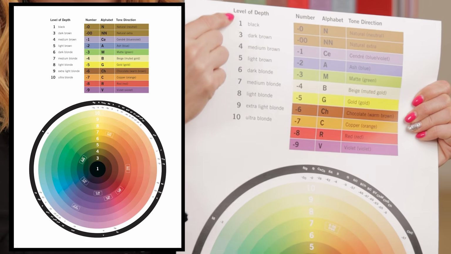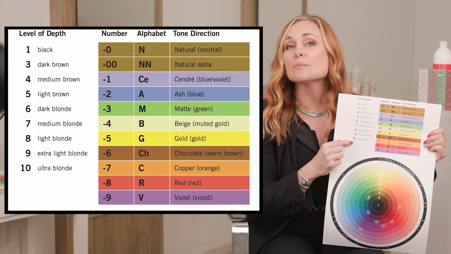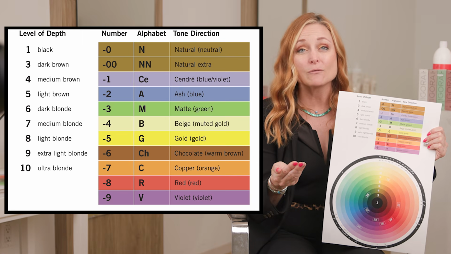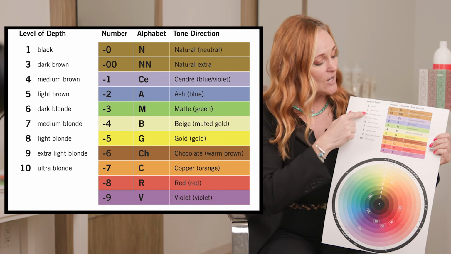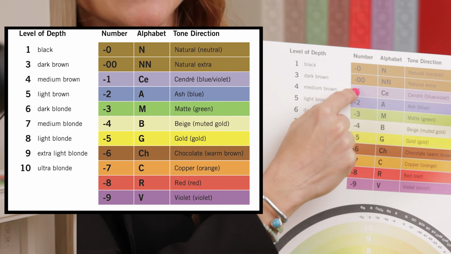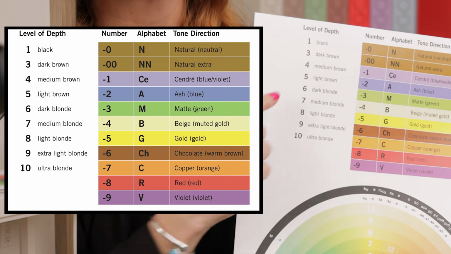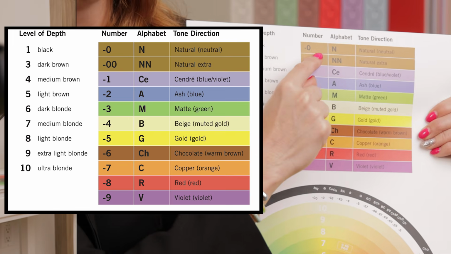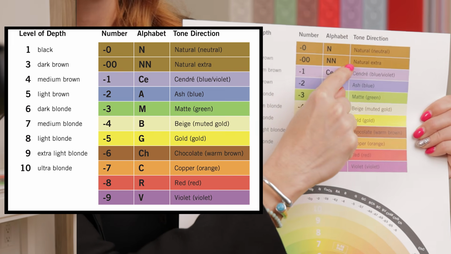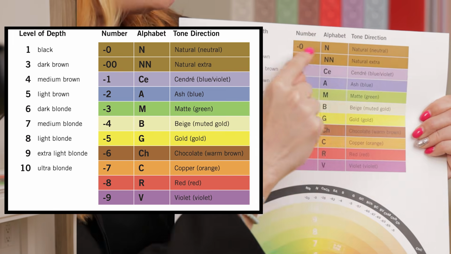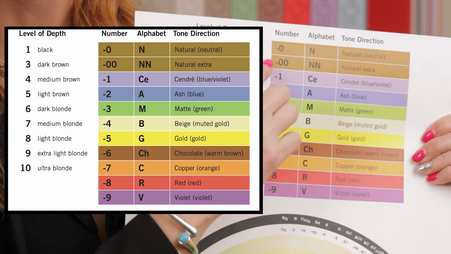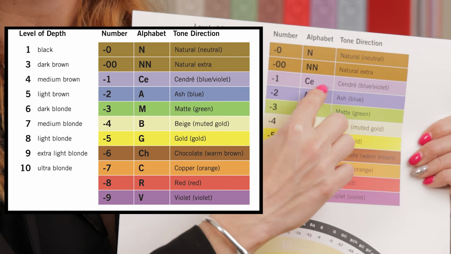When we're looking at the level or depth, that is the number before the dash on all of the boxes. That is going to be your depth or level of color, 1 through 10. The numbers or letters after the dash represent your tonal direction. Dash 0 is N. N is for natural, and this box is a natural brown color, so it represents what that color is. Dash 00 is natural extra.